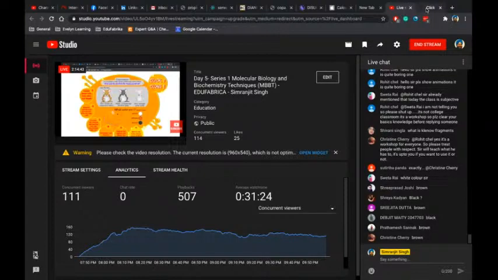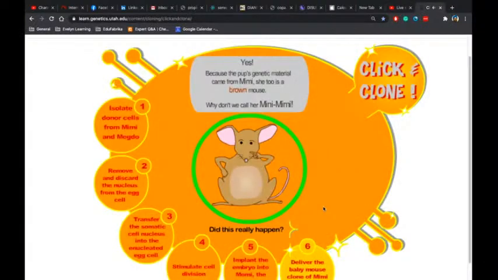Yes, it is brown, because the pup's genetic material came from Mimi. She is a brown mouse. So we can call her Mini Mimi.